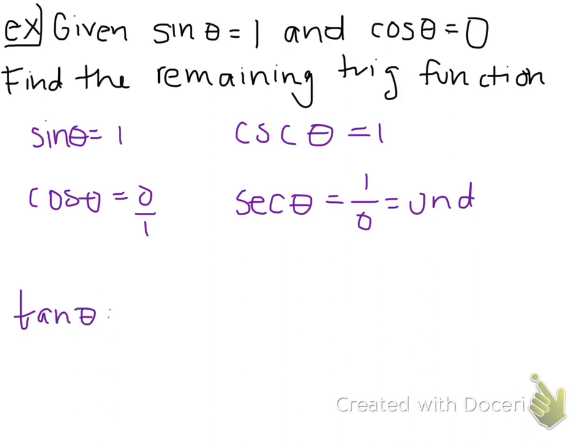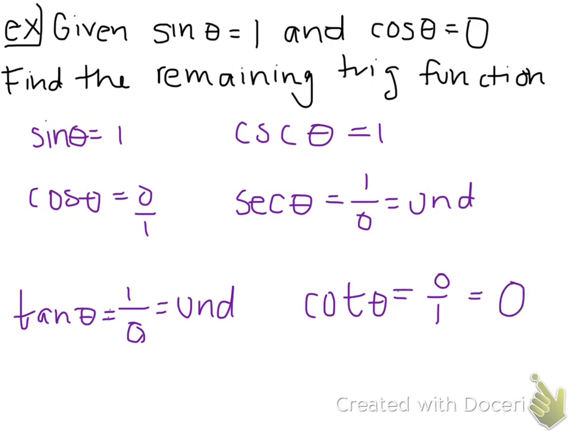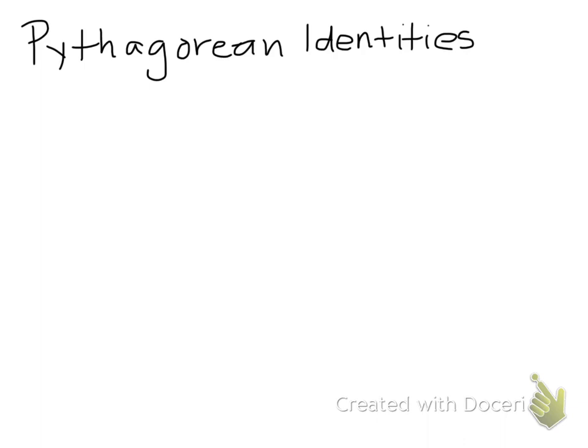Tangent is a quotient identity, so I take sine divided by cosine, which will be 1 over 0, which is undefined. But when I take the reciprocal for cotangent, I get 0 over 1, which is 0. So I do expect you to tell me if the answer is undefined versus 0. You cannot just leave it as 1 over 0, 0 over 1. You have to show me that you know the difference between those two. So 3 more identities coming at you.